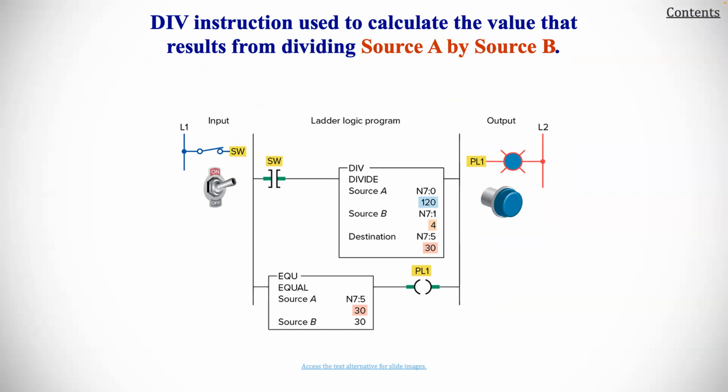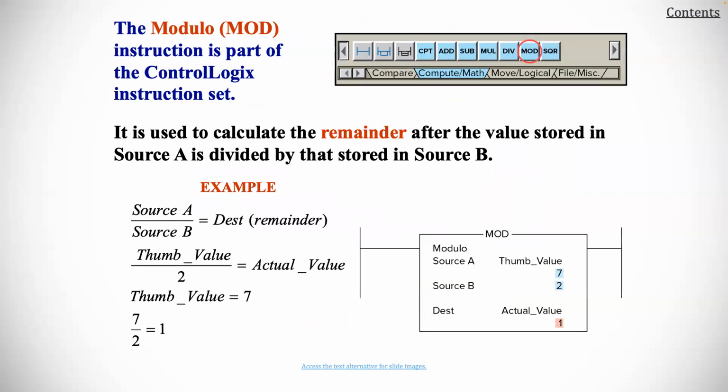This is what the PLC ladder logic program would look like for a simple scenario. The modulo instruction is part of a control logic instruction set. It is used to calculate the remainder after the value stored in source A is divided by the value in source B.